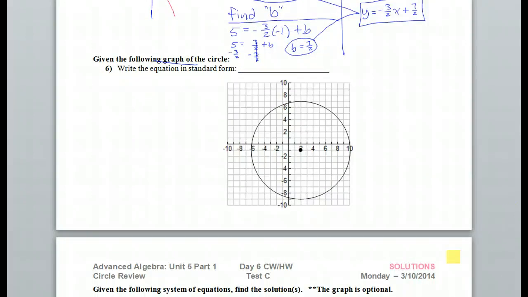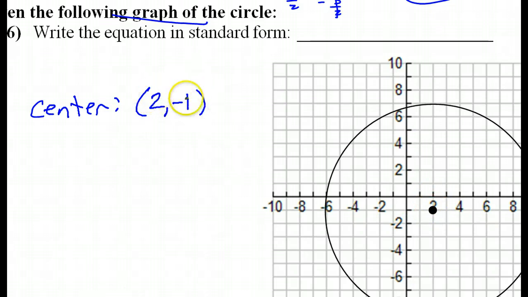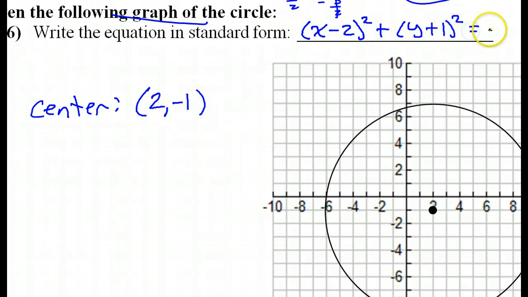All right, how about number 6? Write the equation in standard form for this circle. Well, look at the center. You'll notice that the center is at 2, comma, negative 1. So if we do the opposite of these to help us build the equation, then it will be x minus 2 squared plus, then y plus 1 squared. All right, opposite of that. Now all we need is the radius squared right here.